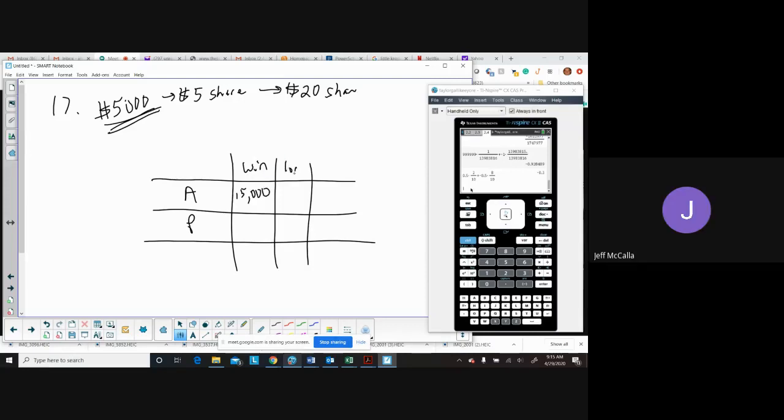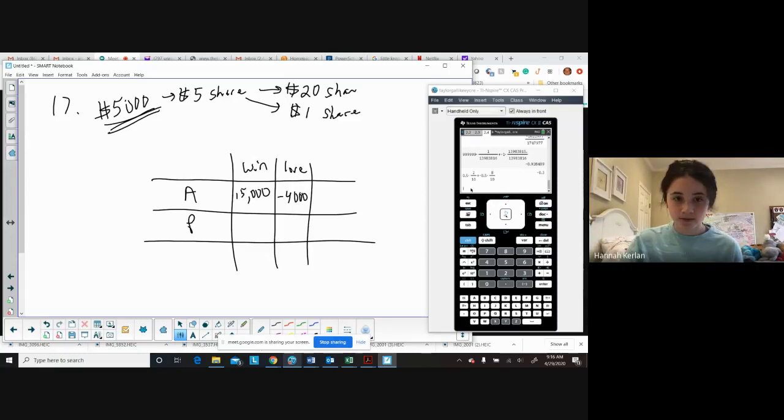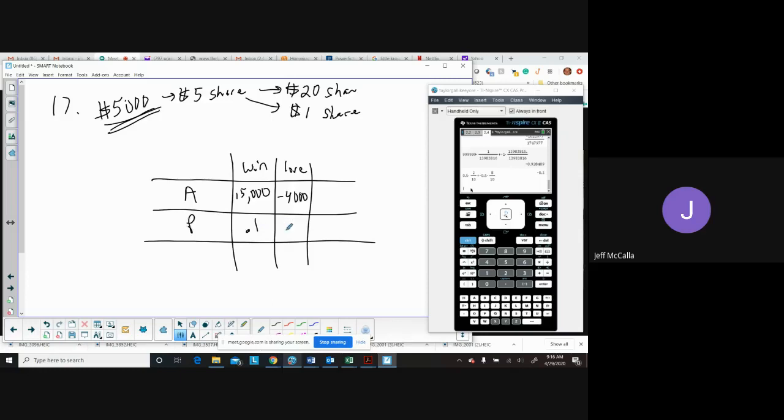If she loses, the stock falls to $1 a share. How much will she have then? She started with 5,000. If it's $1 a share, it's only worth 1,000. So how much did she actually lose in that case? 4,000. The probability of winning was 0.1, and this was 0.9.